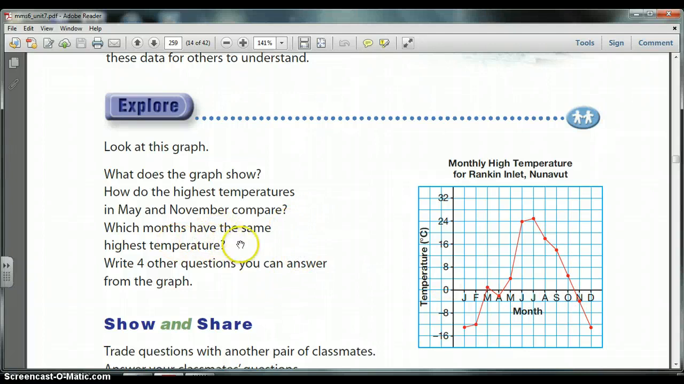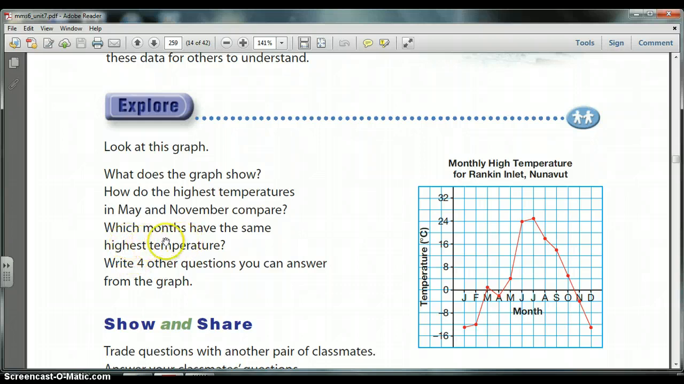Which months have the same highest temperature? Well, let's take a look here. Looks like January and December look pretty close. They both look about -13. Yeah, maybe around there, -13 degrees. Okay. We've got October and May. They look pretty close too.